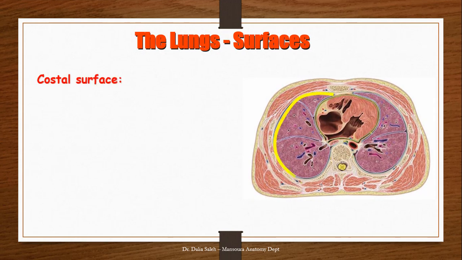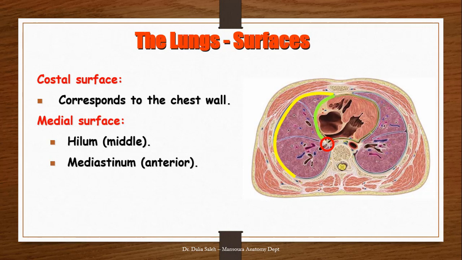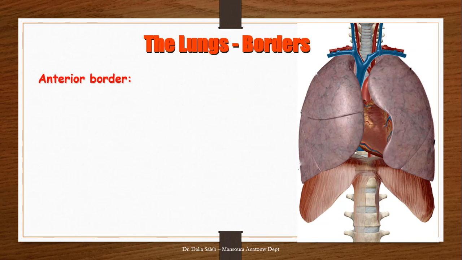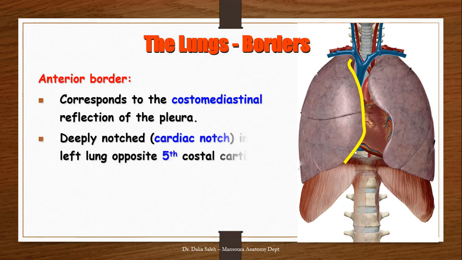The costal surface of the lung is convex, as we can see here, and it corresponds to the chest wall, while the medial surface has the hilum in the middle, where the structures that lie at the lung root enter or exit the lung. Then we have the mediastinal part or mediastinal area of the medial surface, which lies anterior to the hilum, and the vertebral surface or vertebral part of the medial surface, which is convex and lies posteriorly in the paravertebral gutters.